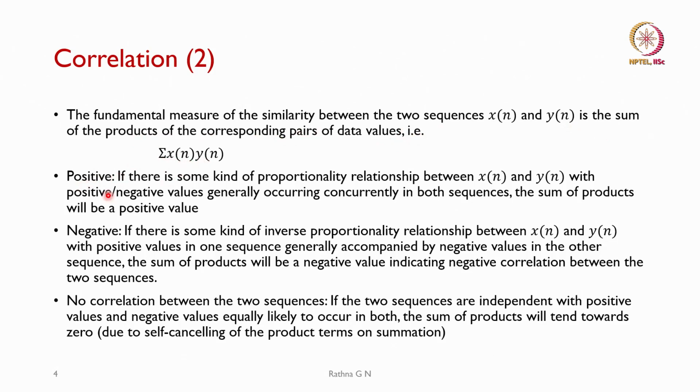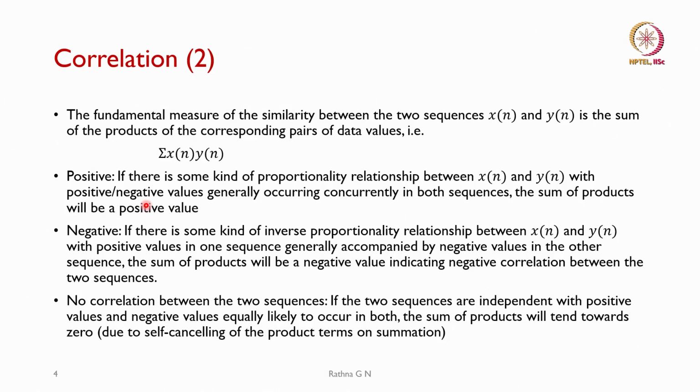Then we ask whether it is positively correlated. If there is some kind of proportionality relationship between x of n and y of n, with positive or negative values generally occurring concurrently in both sequences, then the sum of the products will be a positive value, because if both of them are negative the product is positive, and if both of them are positive, it will also give a positive value.